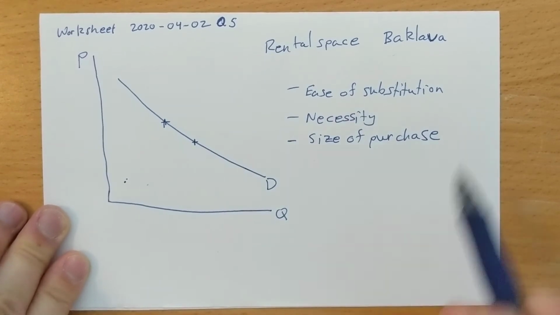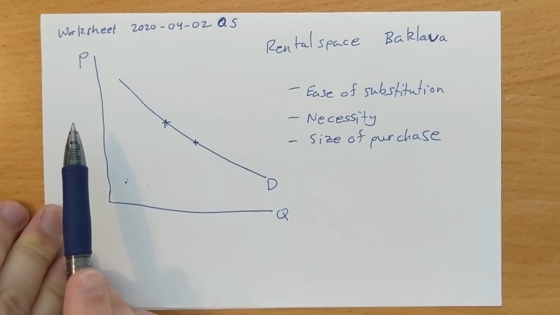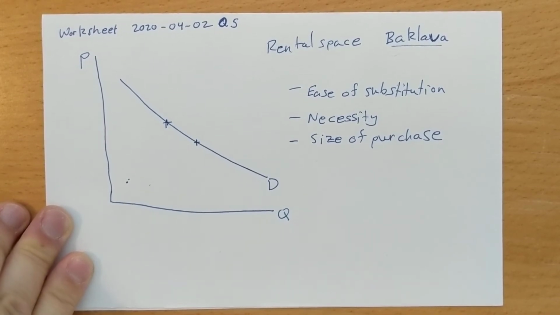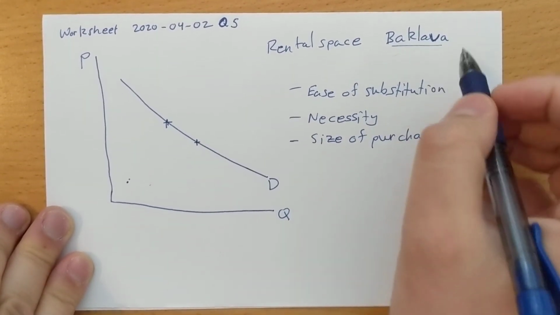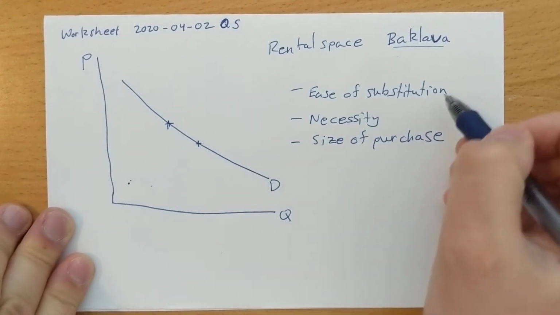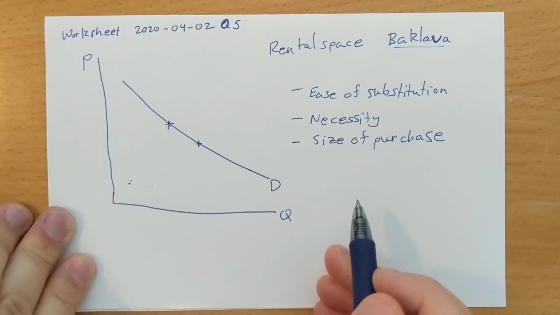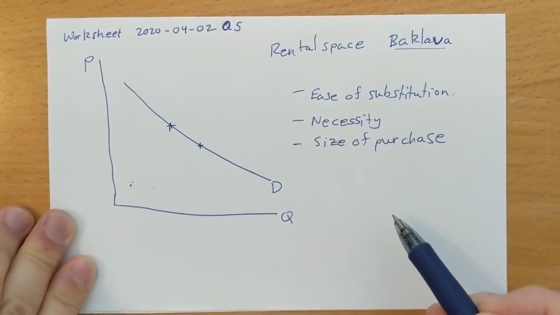Okay, so when we're looking at these things, which one is easy to substitute? This one is easy to substitute. There are a lot of substitutes for baklava. Other desserts, you can pour some honey on some pistachios and eat that. I actually do that. It's delicious. I highly recommend it. If you don't have any baklava, just put some honey on pistachios. All right. So there are a lot of substitutes for this. So it's easy to substitute. Now think to yourself, if it's easier to substitute, will that make it more or less elastic? That's right, more elastic.